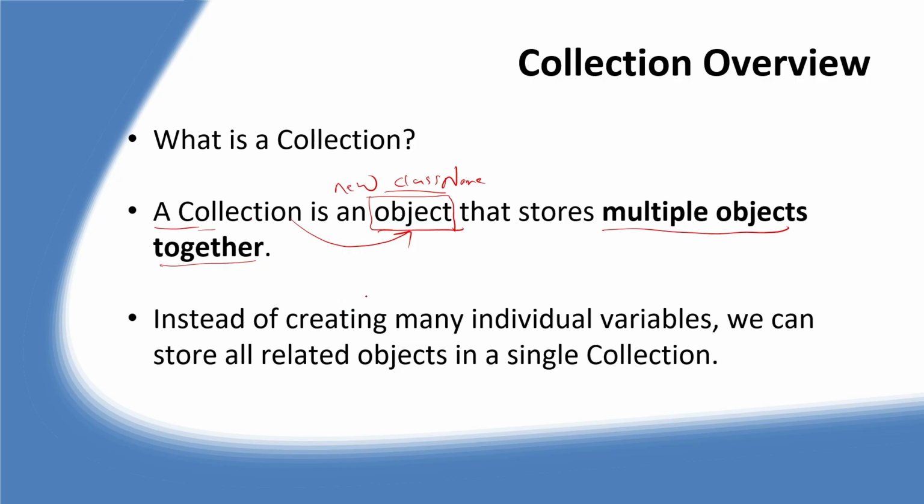So how these things happen in the memory area, I will explain to you. Okay, and instead of creating many individual variables, we can store all related objects in a single collection.